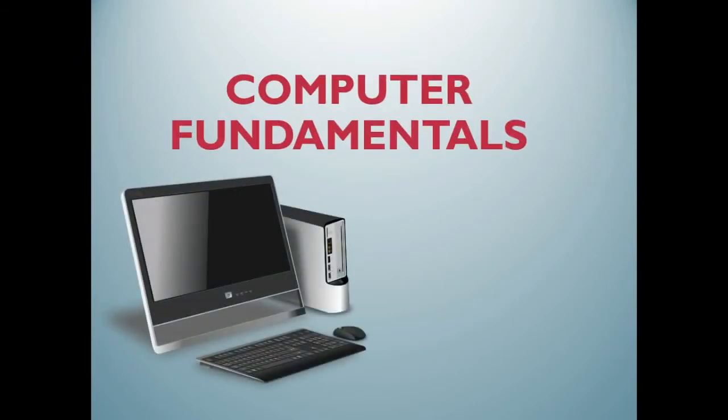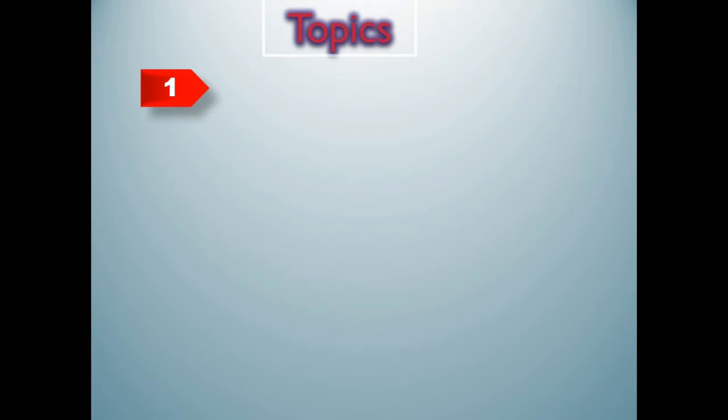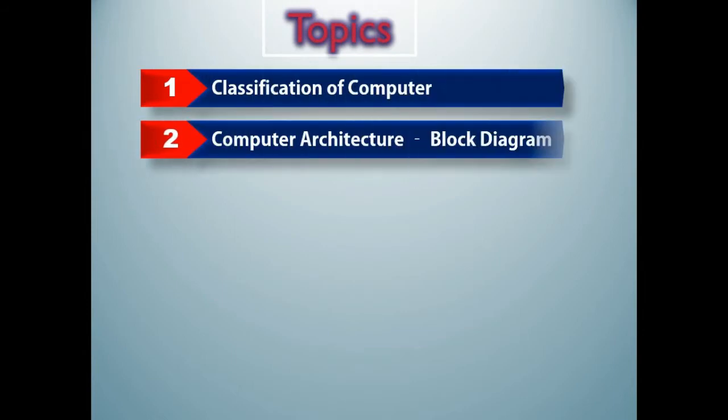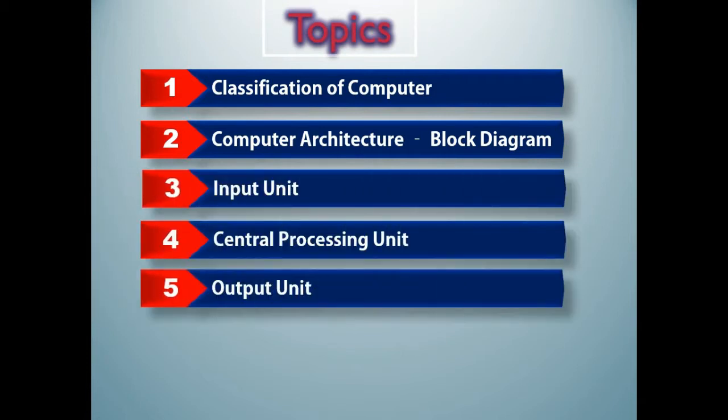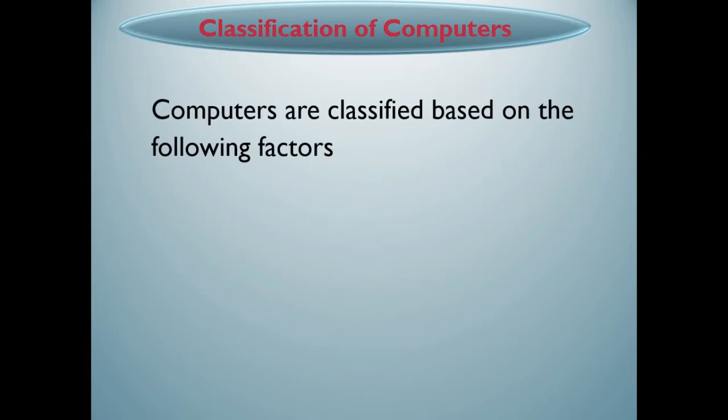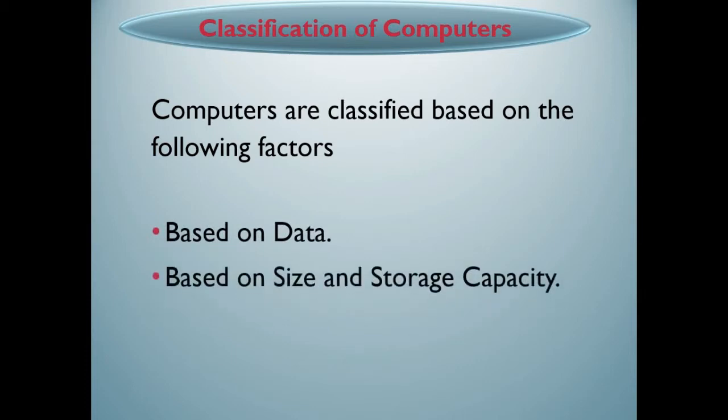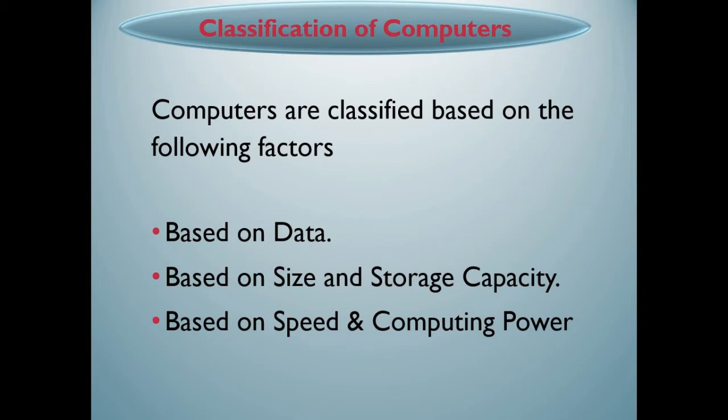Computer Fundamentals, Session 2. The topics discussed in this session are classification of computers, computer architecture, that is the block diagram of a computer, input unit, central processing unit and output unit. Now let's see the classification of computers. Computers are classified based on the following factors: firstly, based on data; based on size and storage capacity; and based on speed and computing power.